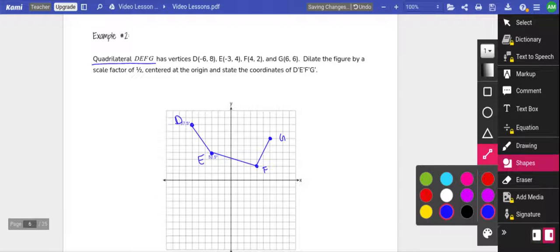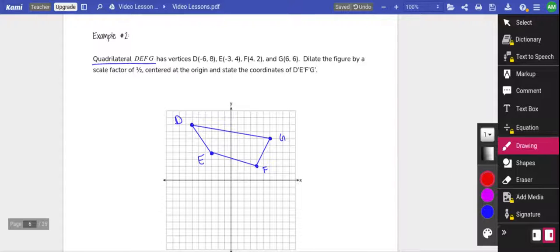To dilate this with 1/2, because this is centered at the origin, I can either count or I can multiply. I'm going to show you how to count. And then we're also going to multiply. We'll do this one both ways. So starting at the origin again, which is my center, I'm going to count. Let's go with F first because it's closest. It's easier for me to see.